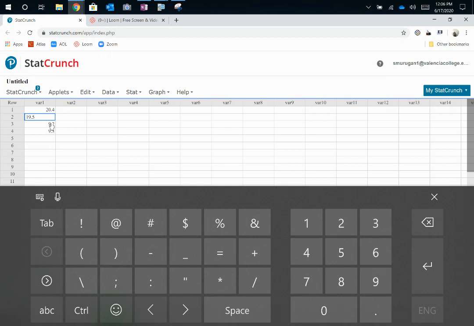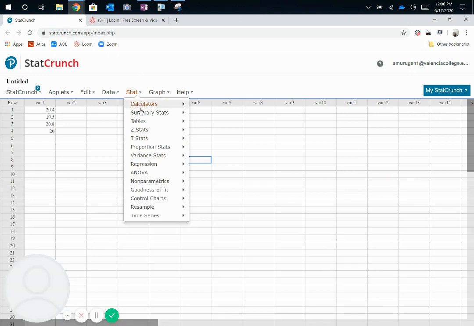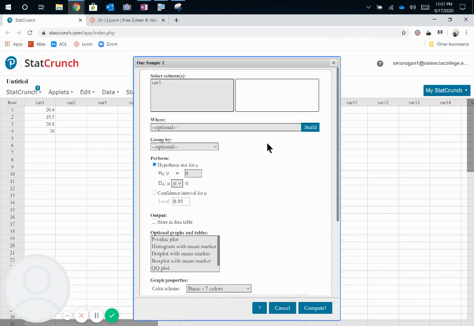19.5, 20.8, and 20.0. Okay, close this. Stat, T-Stat, one sample with data. Vars 1 is the data, confidence level 0.95, compute.